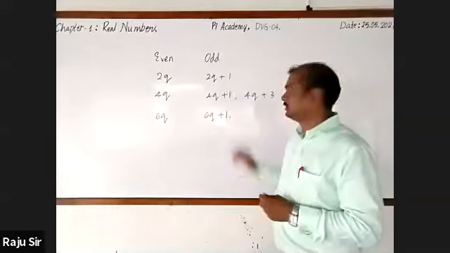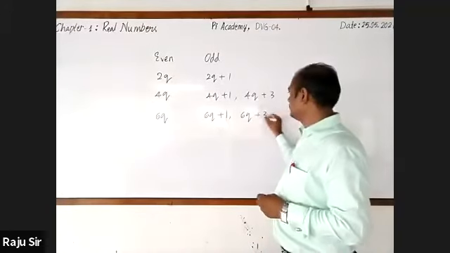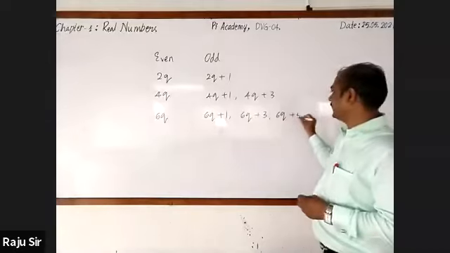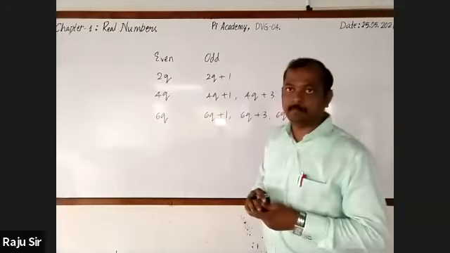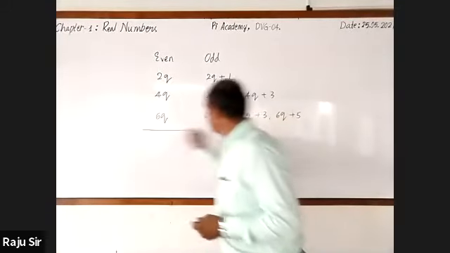the odd numbers are 6q plus 1, 6q plus 3, 6q plus 5. Right? These are the possible ways, and it depends on whatever divisor we take.